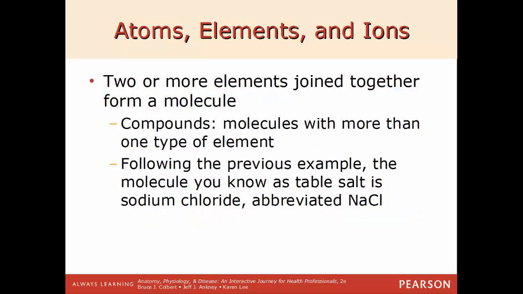Whenever you have two or more elements joined together, they form a molecule. And some examples of molecules: a compound is when you have more than one type of element. A very common example is water, H2O. You have hydrogen and oxygen, two different elements combining together to form a compound. And one example we'll talk about in this chapter and also in future chapters is sodium chloride, NaCl, which is the common example of table salt.